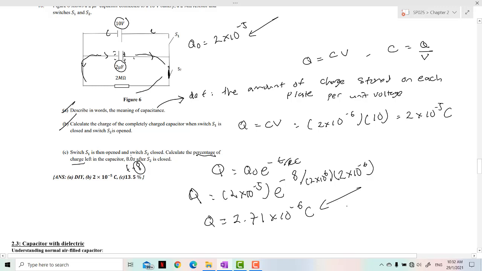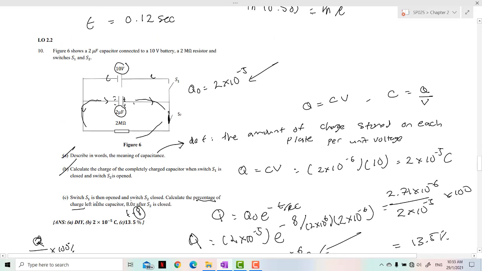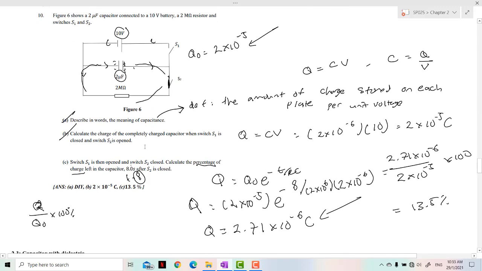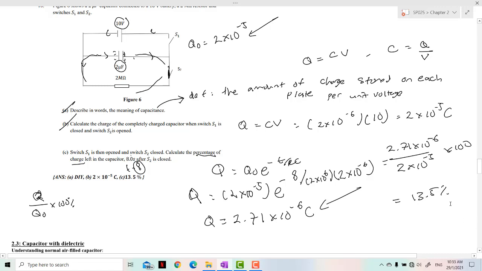You find the percentage by taking kita punya Q divided by kita punya initial times 100%. So from here it is 2.71 times 10 to the power of negative 6, divided by initial charge kita adalah 2 times 10 to the power of negative 5, times 100%. So hopefully you can dapat here 13.5%. So it's always the new thing divided by the initial thing times 100%. You'll get 13.5% as your charge left, yang tinggal selepas 8 second.